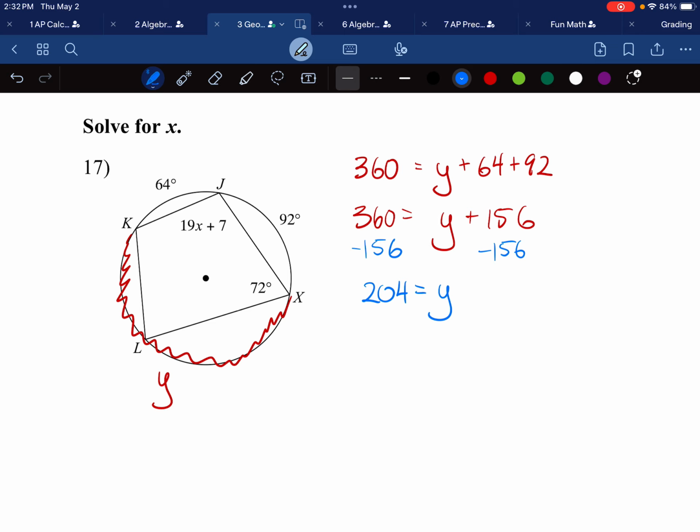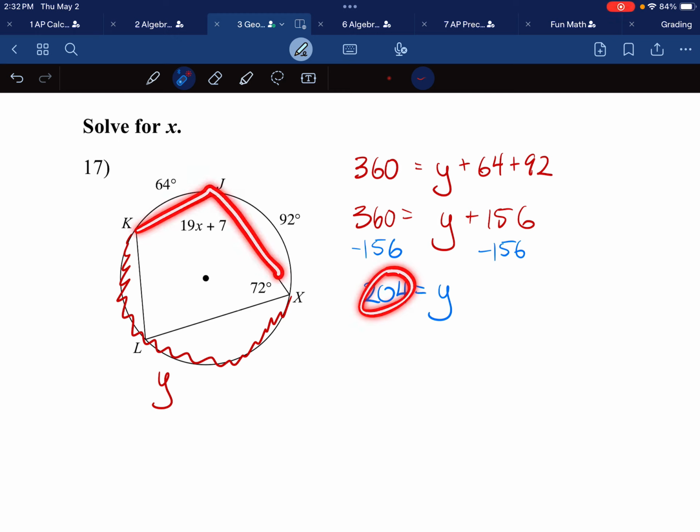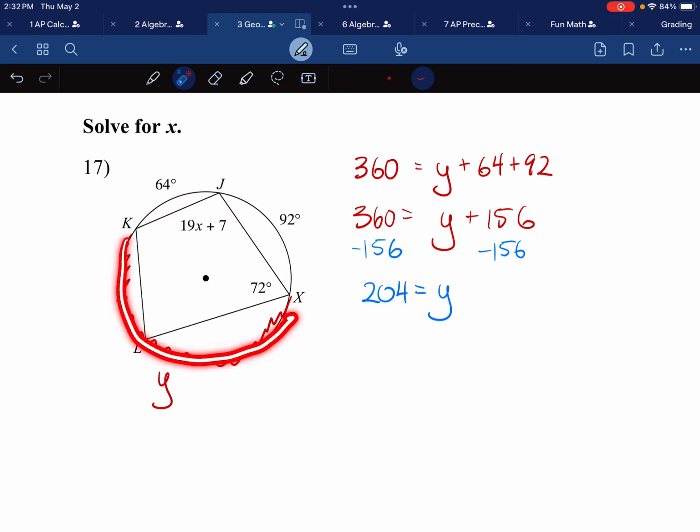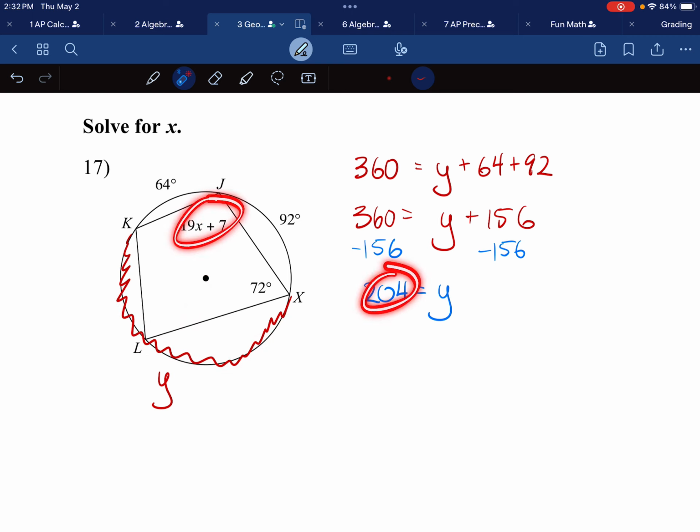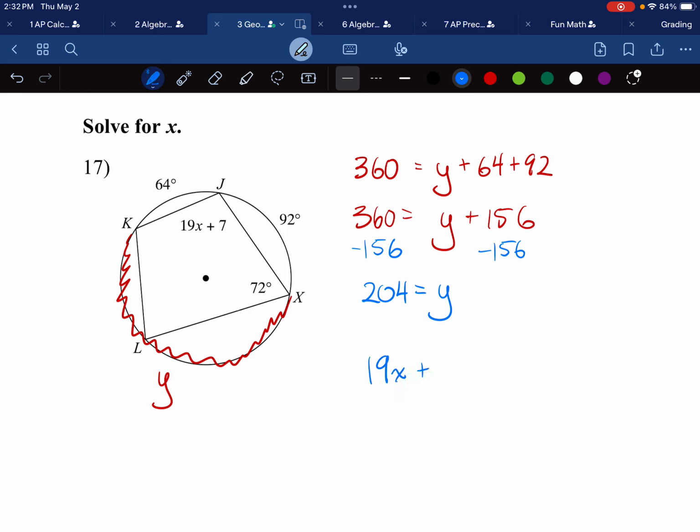And so if that is 204, then I was going to say unfortunately, but that's not the final answer because I have to do an inscribed angle. I always have to do this length and then half of it to get to the inscribed angle. So 19x plus 7 is really equal to half of 204. So I'm just going to say 102 right here.